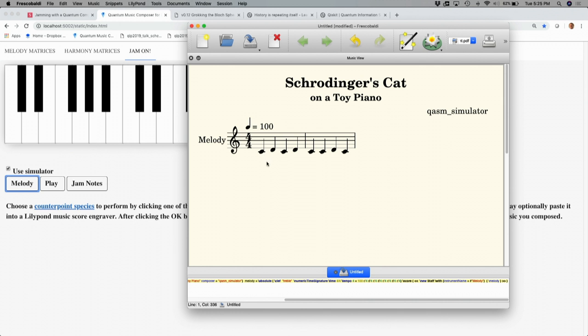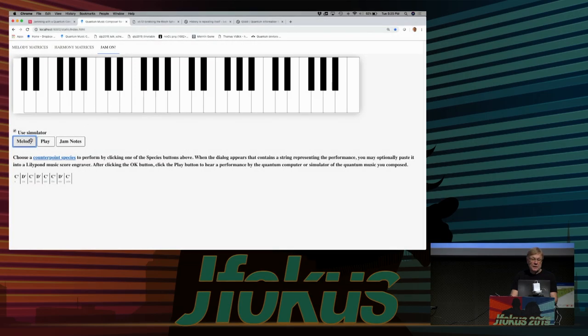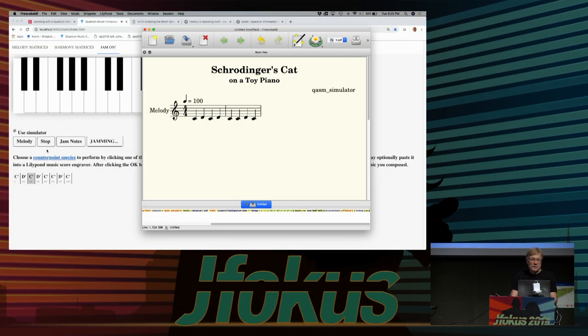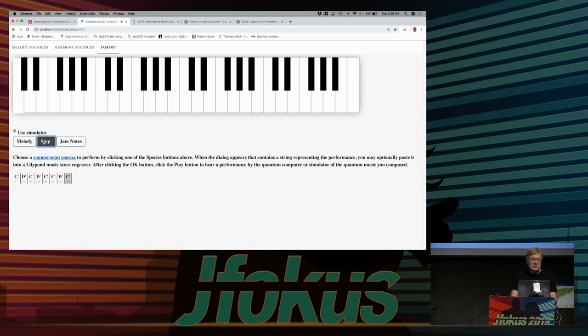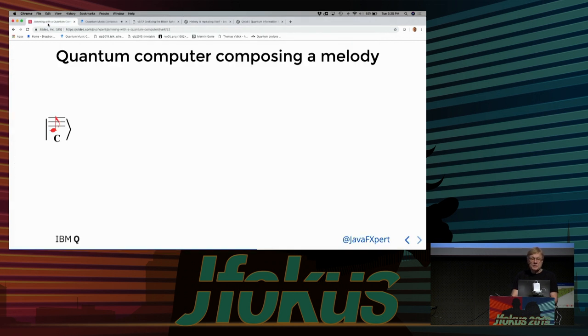And the composition only has C's and D's in it, right? Because that's all that we supplied transition probabilities for. So we start with a C, and then there was some probability that a D would follow a C or a C would follow a C, et cetera. And so we could listen to our composition by just hitting play. Okay, I'm going to go ahead and play that again since it wasn't very loud. Okay, so that's our first composition.